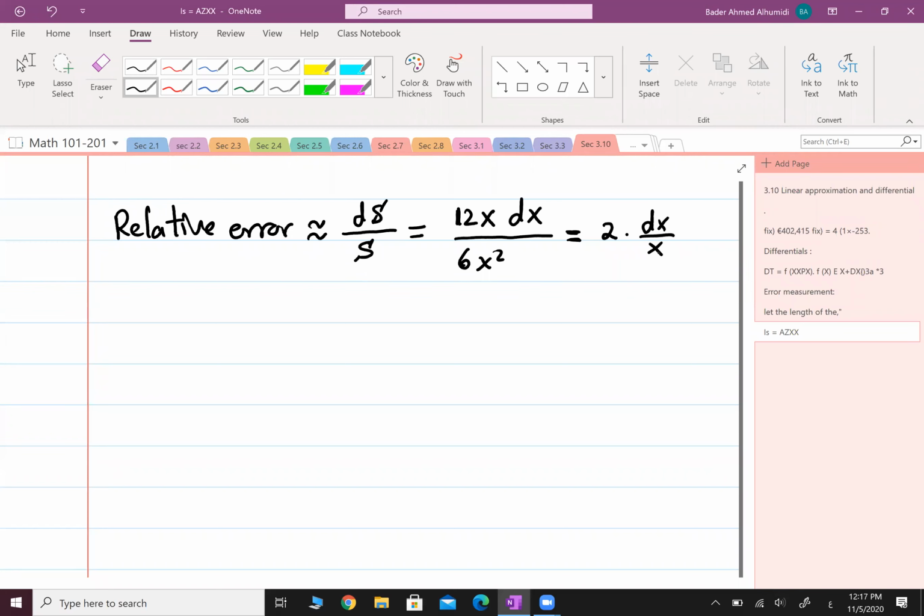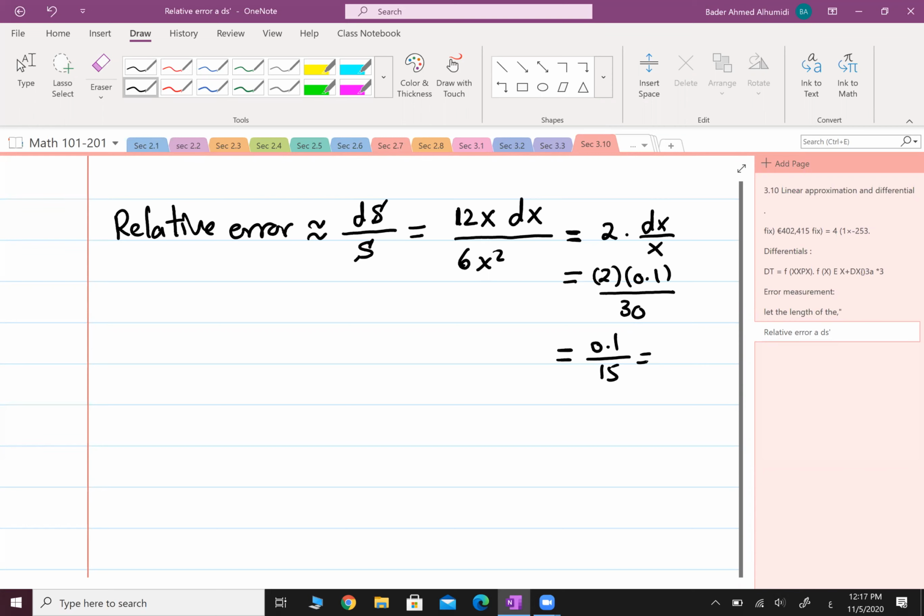Of course, the answer here will be 2 times dx, that is 0.1, divided by x, which is equal to 30. You can calculate this one and find the answer. It will be 0.1 over 15. Can you do it, please, and give me the answer for this? I will do it also myself. I will calculate this and find the answer. 150. Okay, good. That is the final answer.